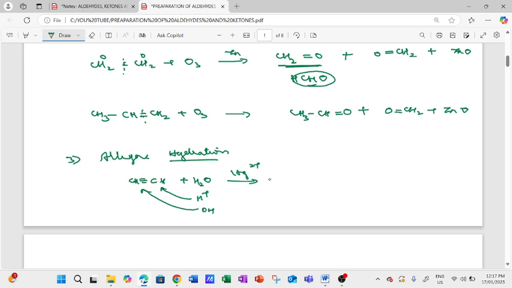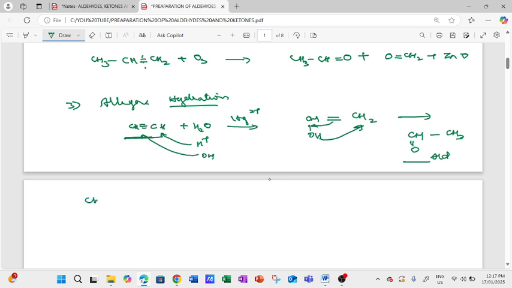So it is CH, one side with OH, triple will change to double, another side with the hydrogen, so it becomes CH2. After that, there is a rearrangement in the bond. The double bond will come to the oxygen side, hydrogen from the oxygen will go to the carbon side. Double will change to single and it becomes CH3, CHO. We got an aldehyde, ethanal, from ethyne. This is ethyne, that is ethanal.